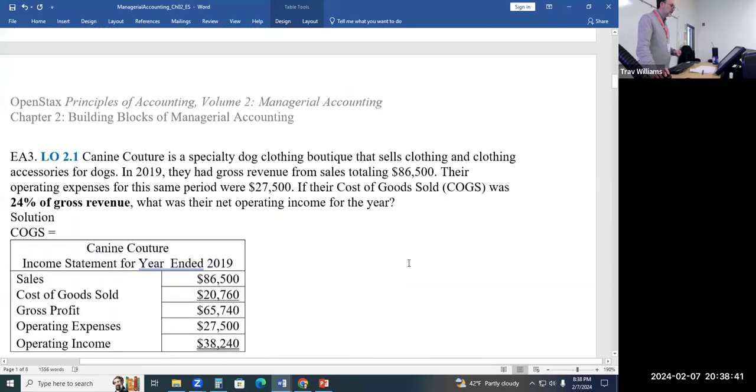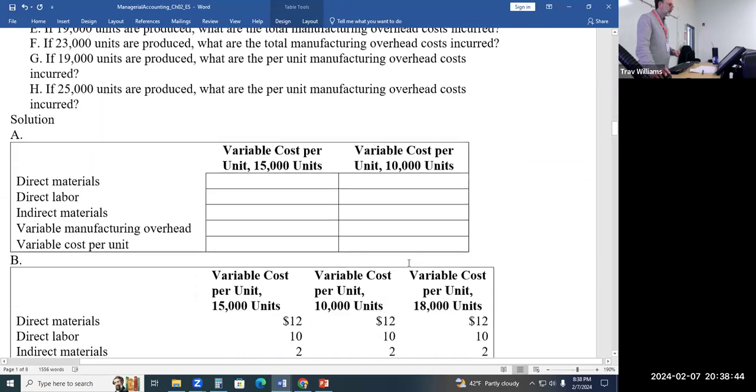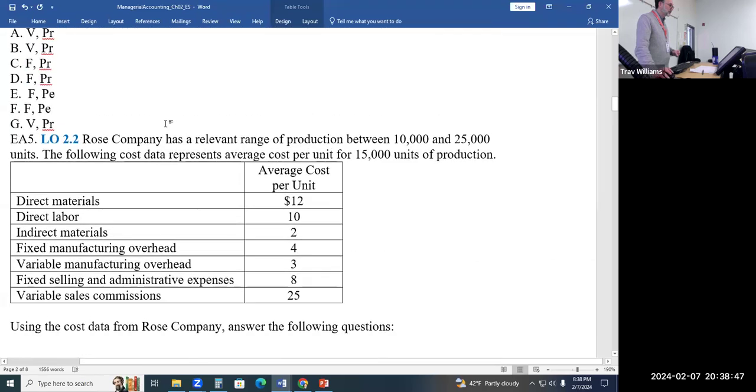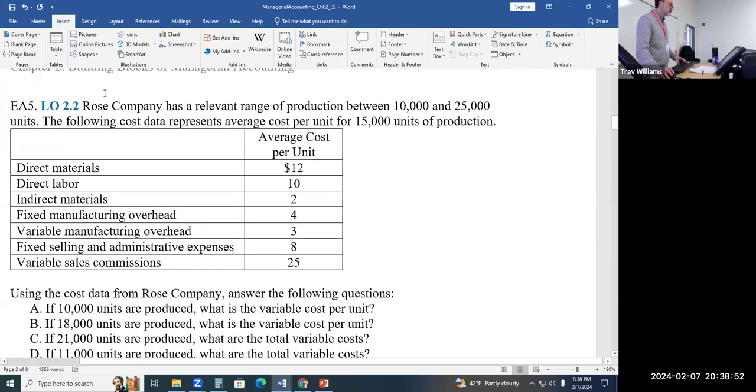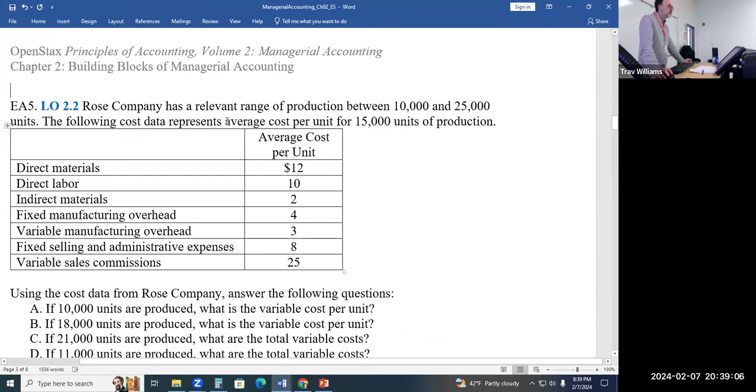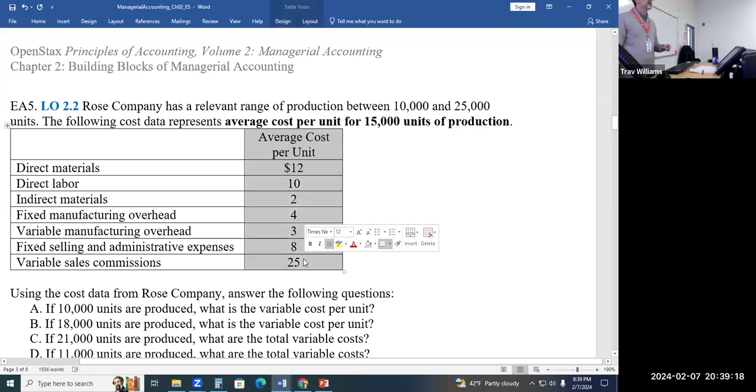Exercise 5. Now this one is a little more time consuming. Okay, let me just move it down so it's a little easier to see. Okay. Exercise number 5 says this company has a range of production. Actually, that doesn't matter, so don't worry about that. The following cost data represents average cost per unit for 15,000 units of production. So the numbers that they gave us, these average cost per unit, are based on 15,000 units of production. Okay?